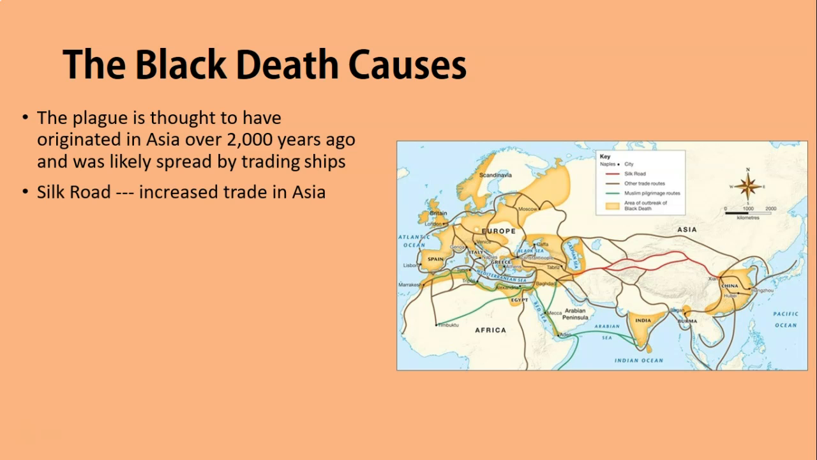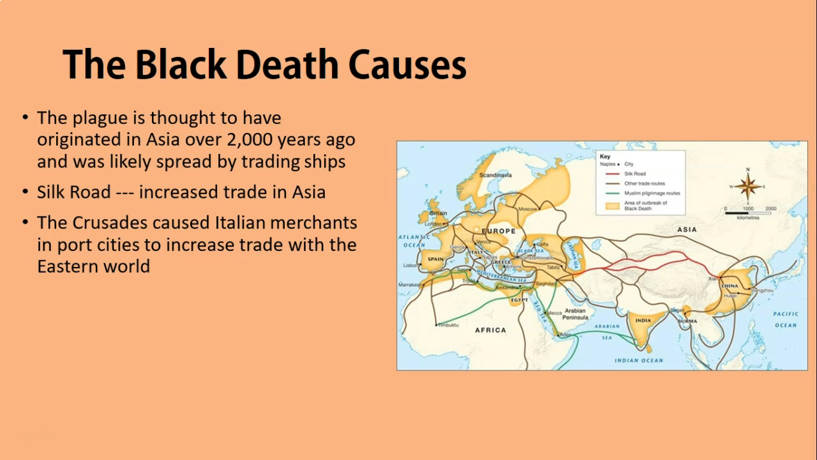So the first culprit is the Silk Road. Now the Silk Road here on this map, if I can find my mouse, Silk Road right here, it's going to connect China with the Middle East. Okay, and it's this road or network of roads right here. It's not a single road, it's a network of roads. Okay, so that's the first thing, right? Silk Road. We're increasing our trade with Asia.